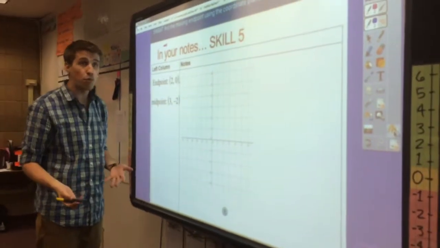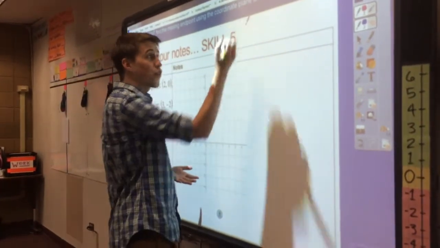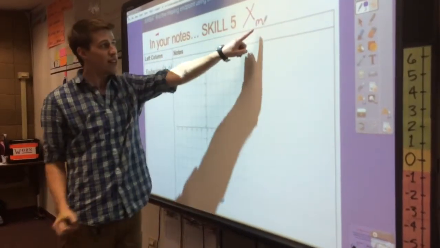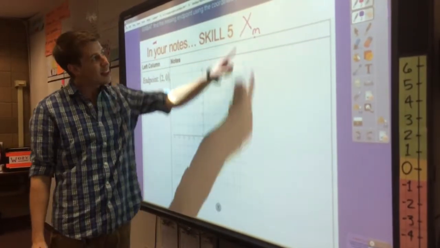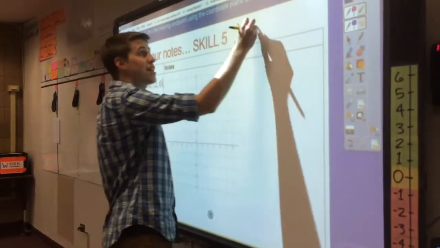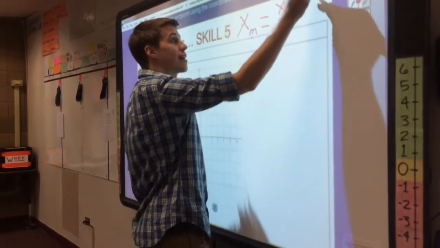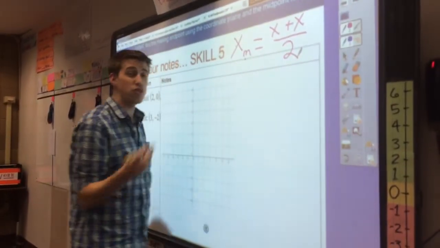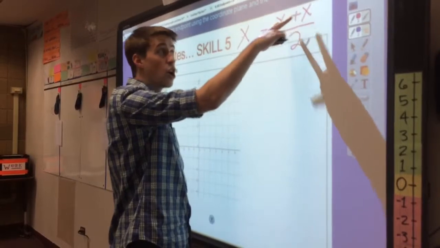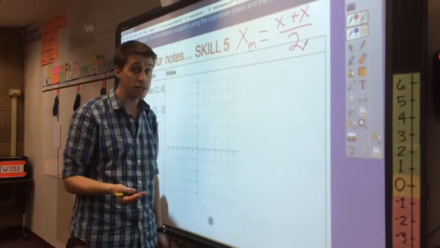Now, Mr. Matthews already gave us the midpoint formula. I'm just going to write it up here again, first for the x values. We first have xm, and that little m is just a reminder that this x value comes from our midpoint. And that's going to equal our x plus x divided by 2. And this is really important. The 2 x's that are in your numerator over here always come from endpoints.